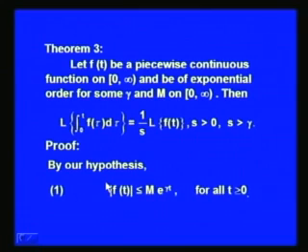So, by our hypothesis that f(t) is of exponential order for some gamma and M on [0, infinity), and that f(t) is piecewise continuous on the interval [0, infinity), it follows that the modulus of f(t) is less than or equal to some constant M times e^(gamma t) for all t greater than or equal to 0. This M may not be the same as the M in the theorem.